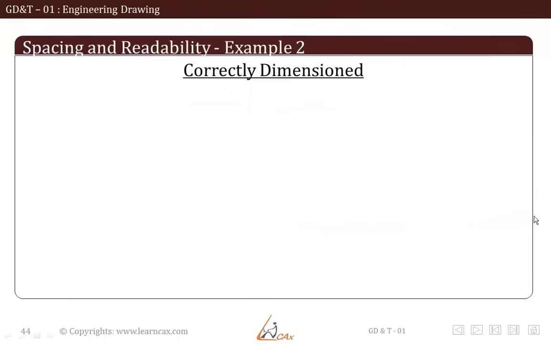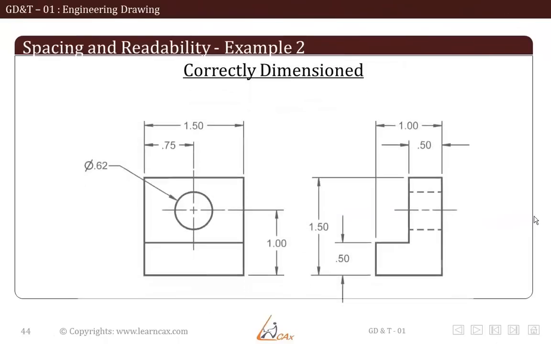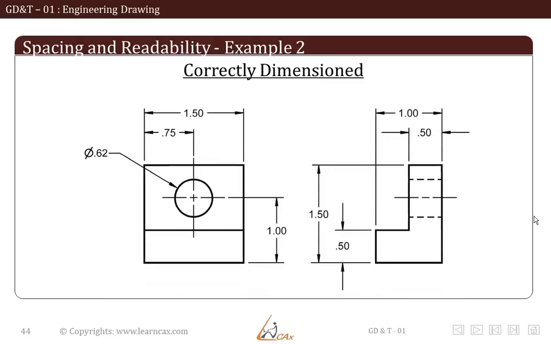Now let us see the correctly dimensioned drawing. Here the leader line has been given an angle within the optimum range. The center line has been disconnected between the views. The overlapping of the dimension line with the extension line has been avoided by shifting the smaller dimension to the right side of the larger one. And finally the text has been included between the dimension lines.